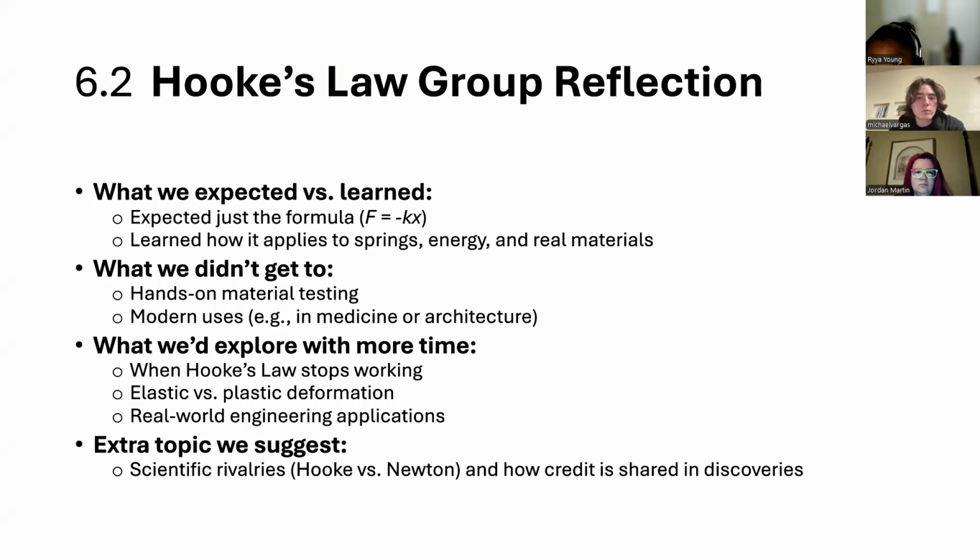6.2 Hooke's law group reflection. What we expected versus what we learned. We expected just the formula, which is F equals negative K multiplied by X. We also learned how it applies to springs, energy, and real materials. What we didn't get to was hands-on material testing and modern uses, like in medicine or architecture.